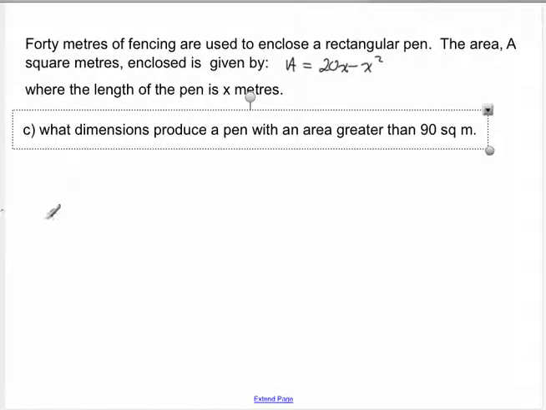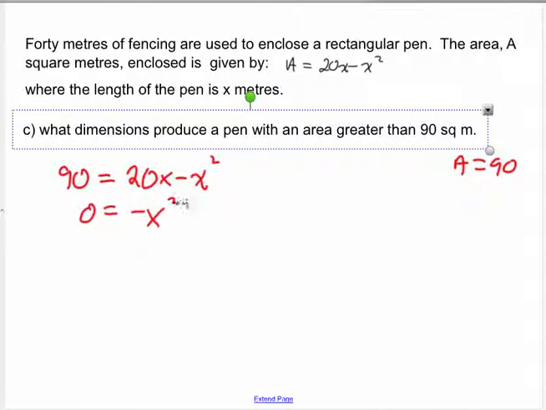And lastly, what dimensions produce a pen with an area greater than 90 square meters? Well, let's find out what dimensions actually give us an area of 90 square meters. So I'm going to solve this quadratic when area is equal to 90. All right, here I go. 0 is equal to, and again I'm going to rearrange this so that I'm leading with my negative x squared plus 20x minus 90. I could try to factor, but I'm just going to jump to the quadratic formula.